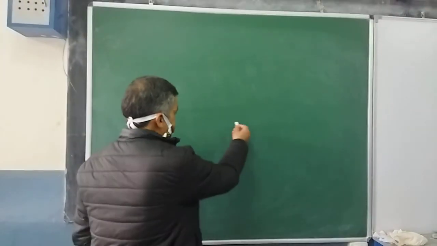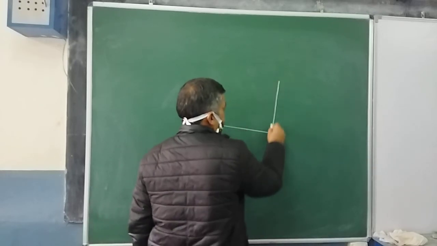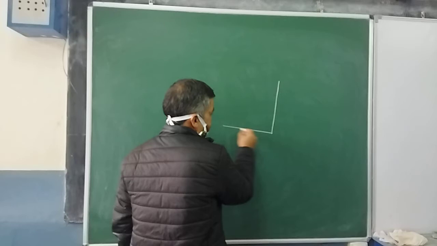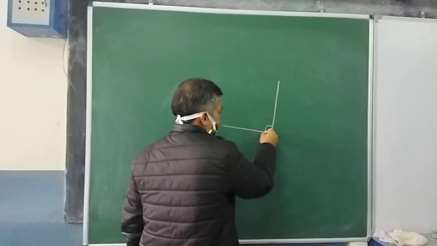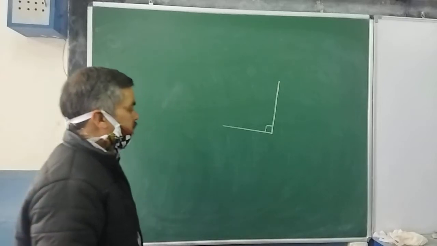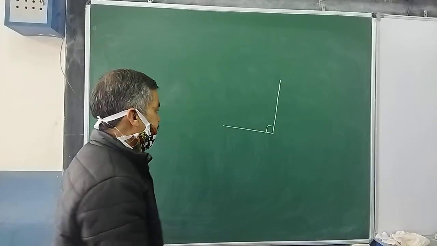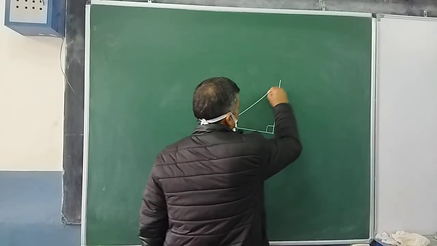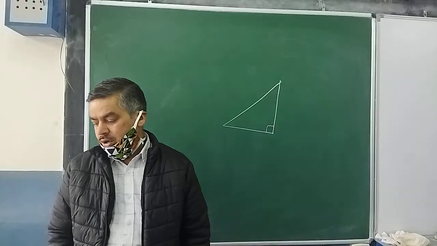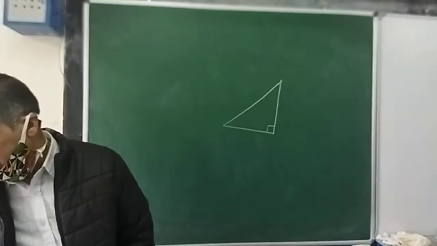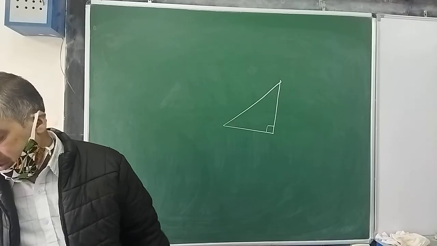Now, this is the ground, this is the window, and there is a wall which is standing with respect to the ground at an angle of 90 degrees, and the ladder reaches the window somewhere here. You need to go through this case and draw the figure, how it comes in a right triangle.